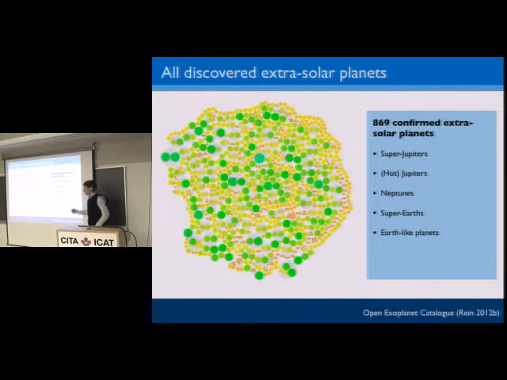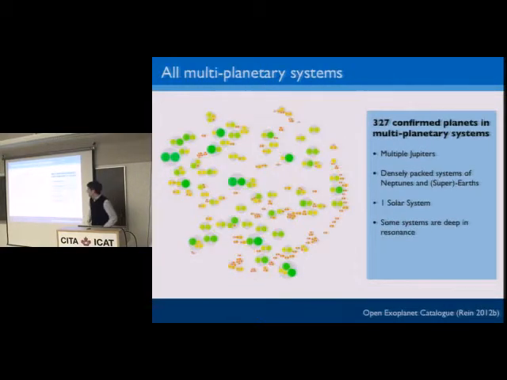Now the ones that I want to talk about are a subset of those. These are planets in multi-planetary systems, so systems with more than one planet in there. And as you can see, we find already quite a few of them. Most systems so far are not multi-planetary systems, but this will change very soon. There are also different kinds of systems that we find. Most of them have multiple Jupiter-mass planets in there. That's because radial velocity surveys tend to find these very easily.